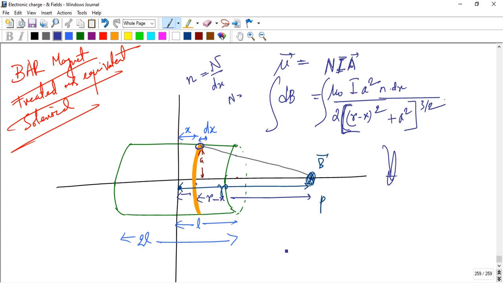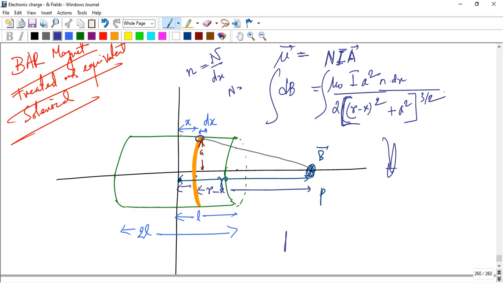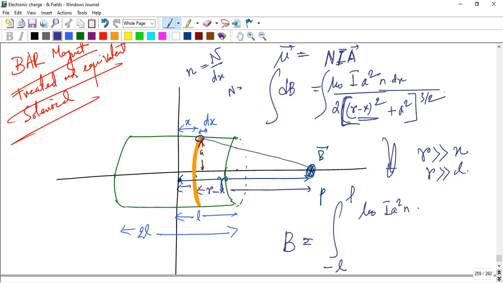So we get B as the integration of dB, with the length from minus L to plus L. Now I apply some conditions here. If R is much greater than x, and obviously R is much greater than L, then dB is equal to mu 0 I a squared n dx by R squared whole to the power 3 by 2, that is R cubed.